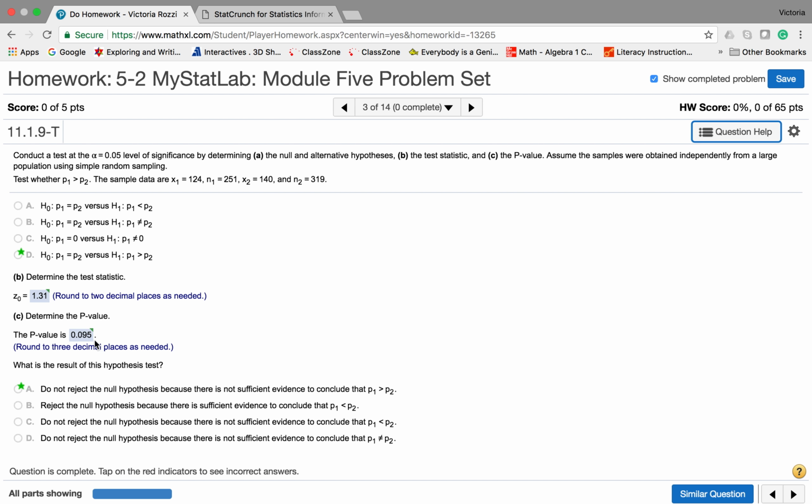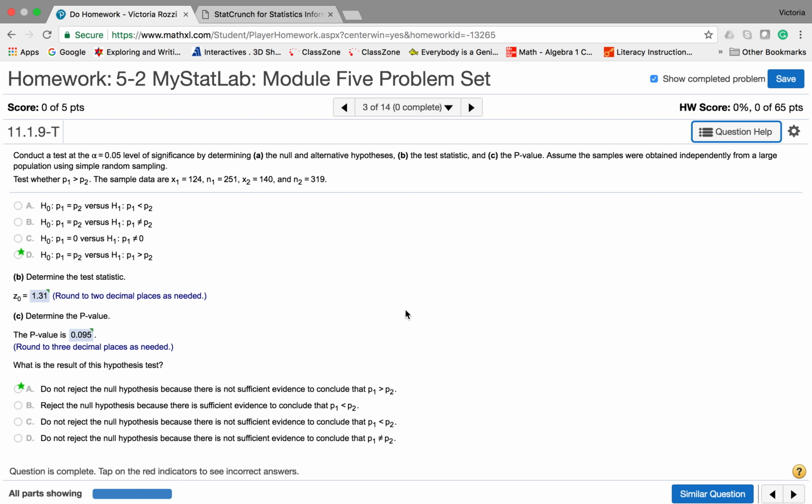Okay, so the only one that says reject, we're going to get rid of B. This one says do not reject the null hypothesis because there is not sufficient evidence to conclude that P1 is greater than P2. The reason that this is the answer is because it has quoted the alternative hypothesis. The other two are still do not reject, but they've quoted a less than and a not equal to. So we're picking the one that has the correct symbol that we had in our alternative hypothesis.